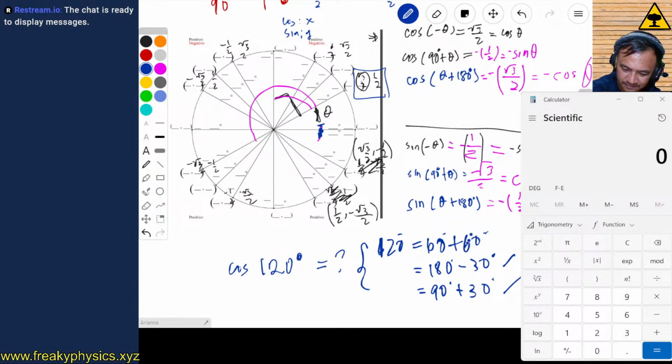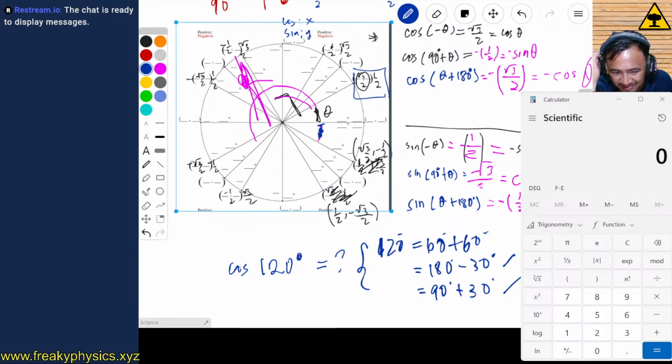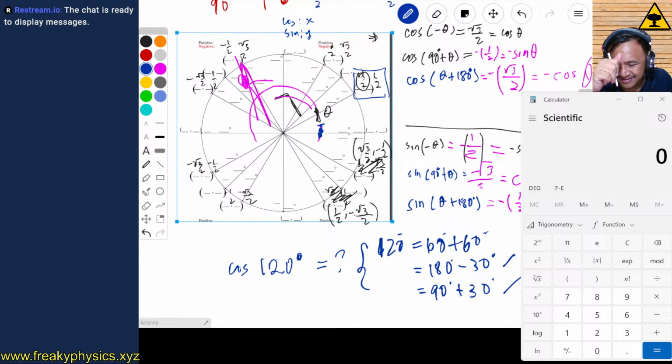Okay, so 90 plus 30 is this line, this line. Oh shoot, it's still weird, but we're just gonna ignore that. And the cosine would be negative one half. Okay. Now, that's using the unit circle, right?